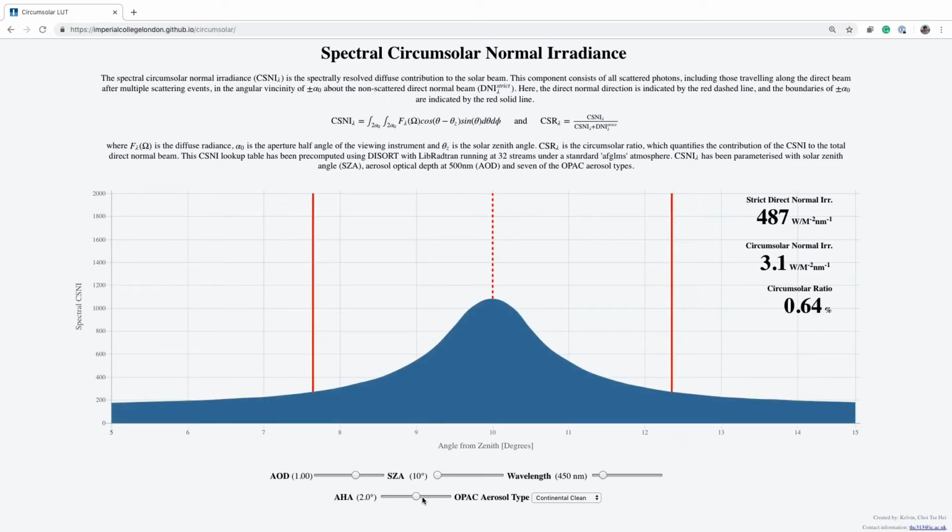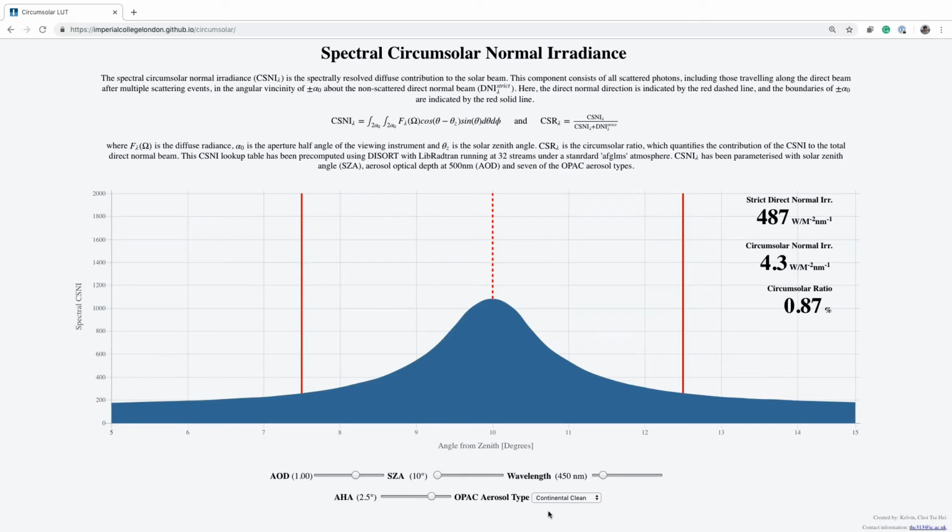Another thing we can do is the aperture half angle. It's the alpha naught we're talking about, right? So how much we actually integrate through this region. At 0.5 degrees, the contribution from the circumsolar component is practically 0. But if we increase the aperture half angle, for example to 2.5 degrees, which is the standard, we are talking about almost 1%, and 2% if we go crazy.